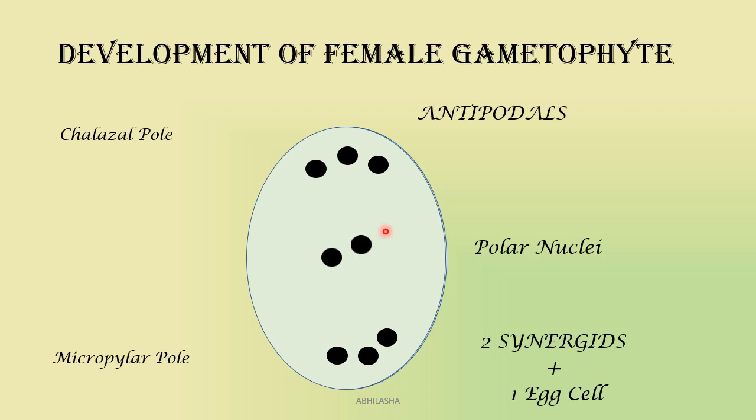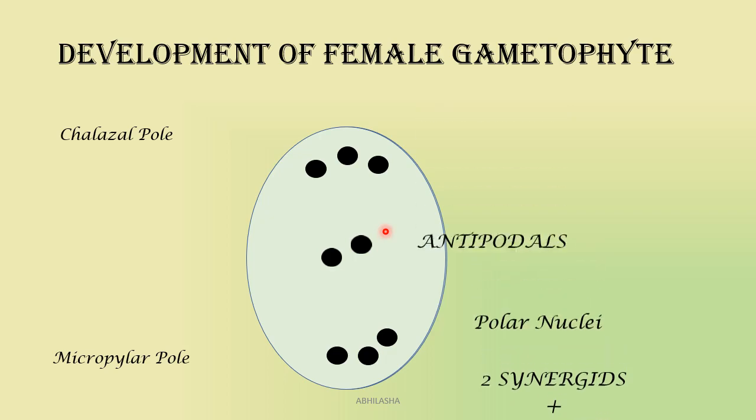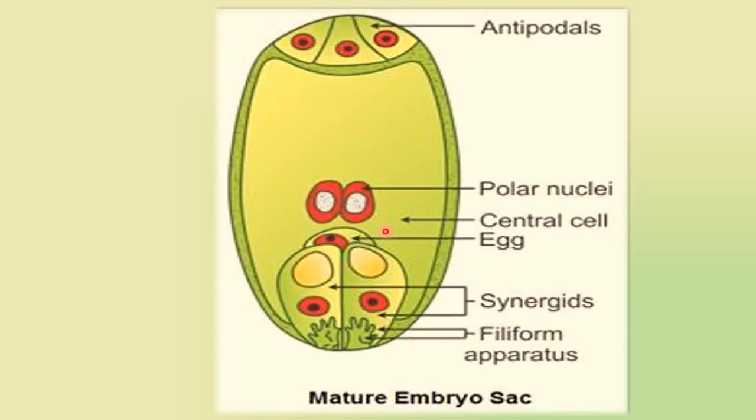The structure of mature female gametophyte appears finally like this. At the top is the chalazal end with the 3 antipodals. In the center is the central cell with 2 polar nuclei. And at the bottom is the micropylar end with 3 cells. In between is the egg cell and on the 2 sides are the synergids. These synergids have filiform apparatus. This entire structure at the micropylar end is known as the egg apparatus.